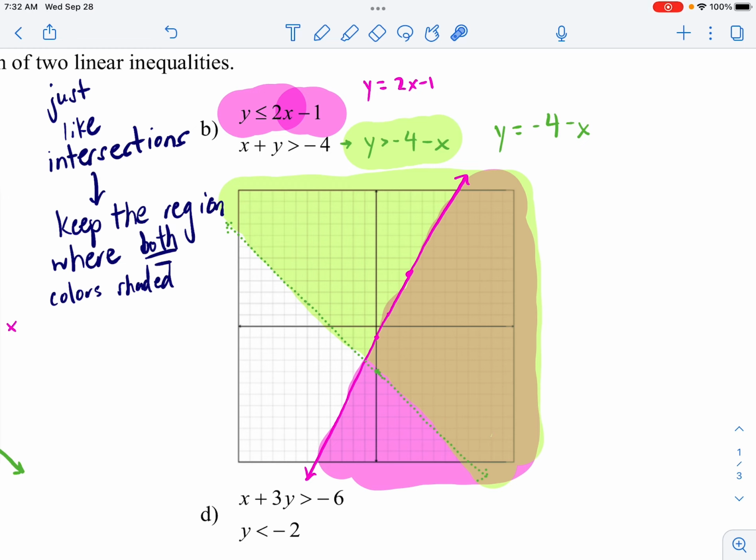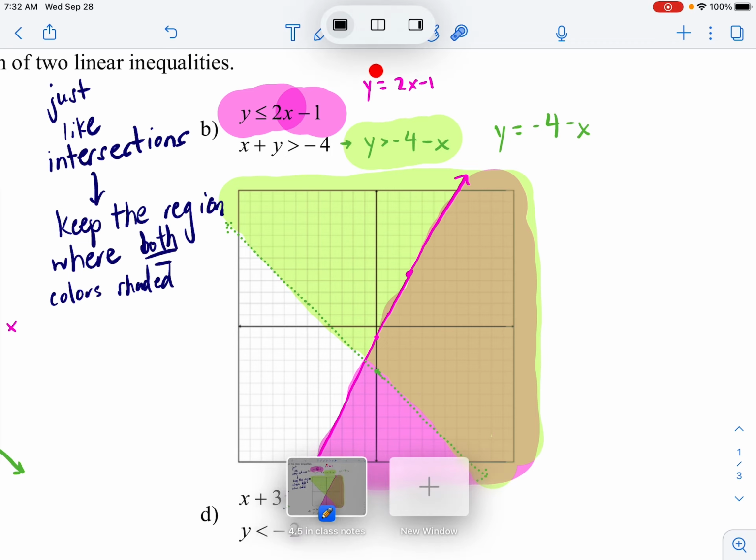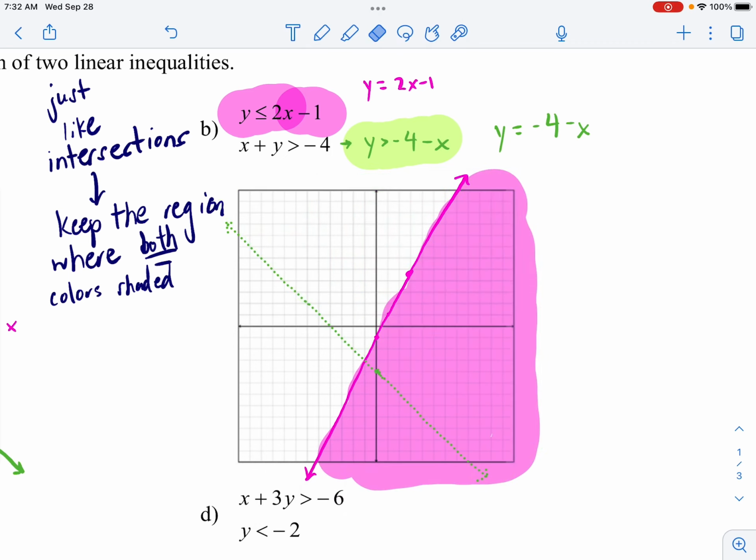And then again, just like in the last problem, we keep the region where both colors are shaded, okay? So here I have no colors, so that's not part of my solution. Here I have just green, so that's not part of my solution. Here I have just pink, so that's not part of my solution. I want to shade over here where I have both my pink and my green shaded. So let me get rid of the green, get rid of the pink, and then I'm going to keep this region where I had both colors. Okay, there we go.